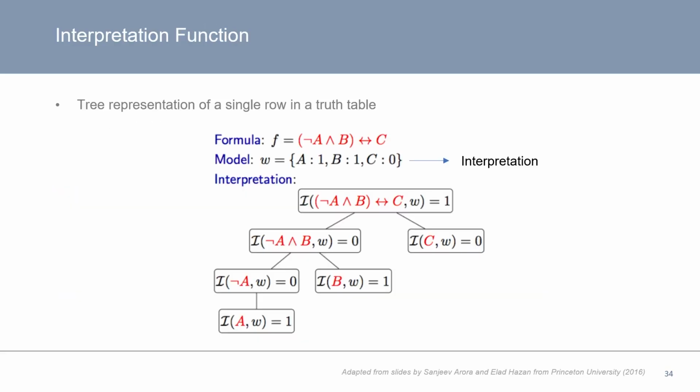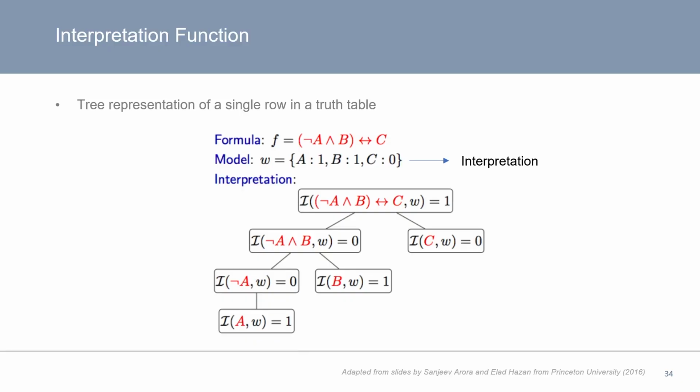We could also represent these interpretations or models with a tree. Here we have a different propositional sentence, also known as a formula, specifically (not A and B) biconditional C. The model is our interpretation, where here 1 represents true and 0 represents false. Similar to the truth table, we can start with our lowest leaves of the tree being our atomic propositions, and their values of truthfulness. In this model, A is true, B is true, and C is false.